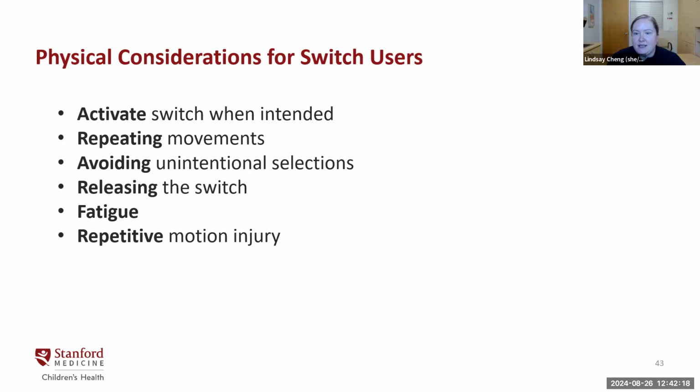Therefore, it needs to be consistent and reliable. They need to avoid unintentional selections. Now, this is bound to happen from time to time, but not to the point where it's disrupting them in all communication opportunities. If using a manual switch, they need to coordinate releasing the switch. So they can't just push down and then not be able to coordinate the movement to release it. We have to have an understanding of the possibility of fatigue with repeated motor movements and the possibility of repetitive motion injury. So considering alternative switch sites or access.